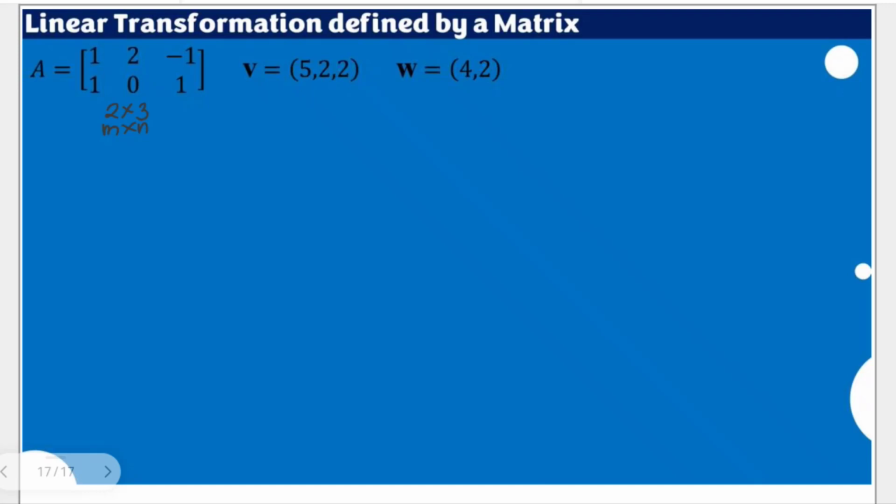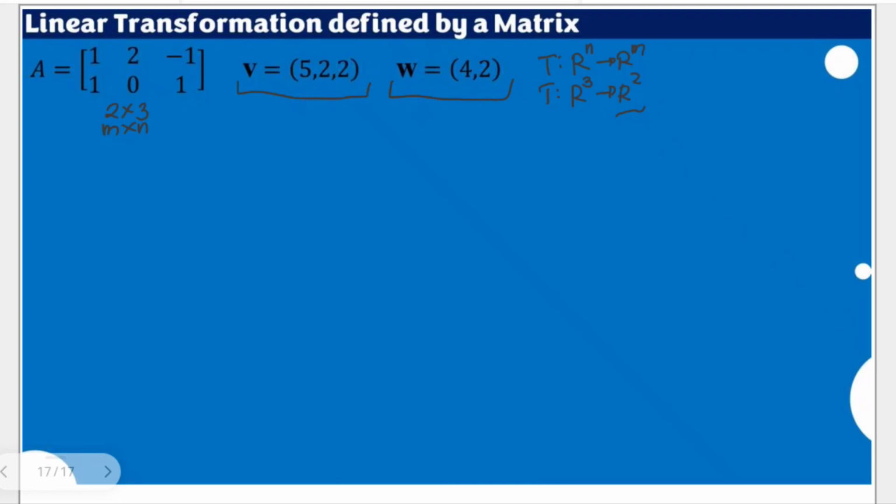The linear transformation that we can draw here follows this certain pattern. We have R to the power of n to R to the power of m. And since n is 3, we have R3 to R2. This would mean that our vector v here with 3 components is an element of our domain. So we are going to solve for its image, which is part of the codomain. Our vector w here is in R2. So we are going to solve for its pre-image, a certain vector v with 3 components.